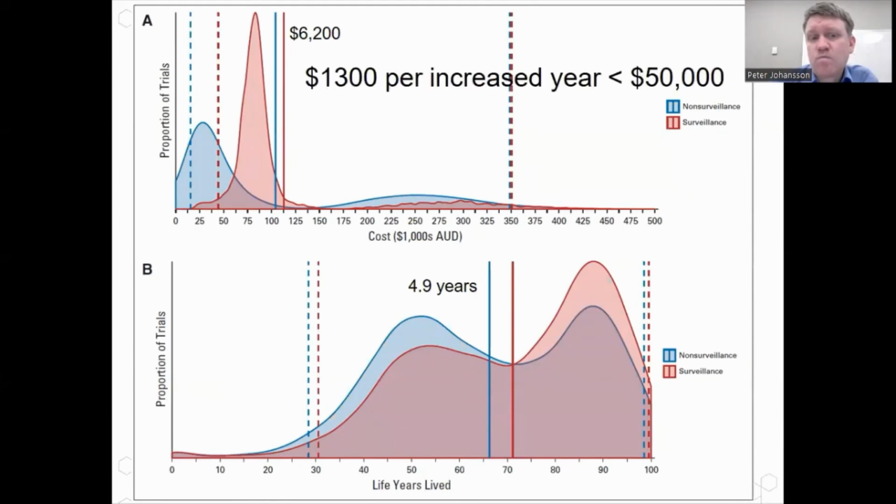And if you translate it, you can also say that it's $1,300 per increased year, which is the typical way to measure this, and it's much less than the threshold in these sorts of studies.